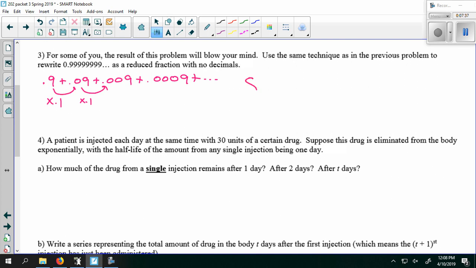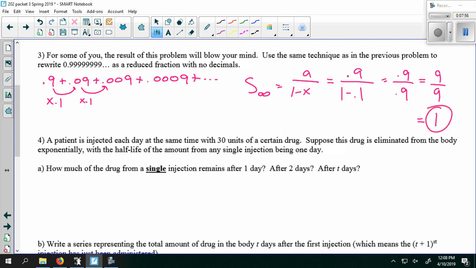So my infinite sum, a over 1 minus x, first term in the list is 0.9. 1 minus the multiplier of 0.1. So this is 0.9 over 0.9. Multiply top and bottom by 10, you get 9 over 9, which is 1. So 0.9 repeating forever as a fraction is actually 1.